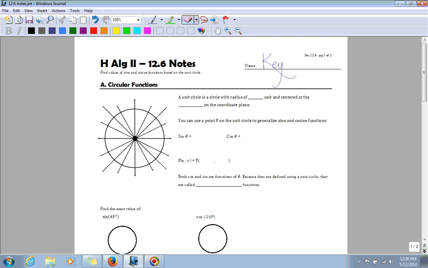Hi guys, we're going to be talking about section 12.6 today on the unit circle. We did a paper plate of the unit circle, and you can use that or build it off of the unit circle by drawing triangles on it.